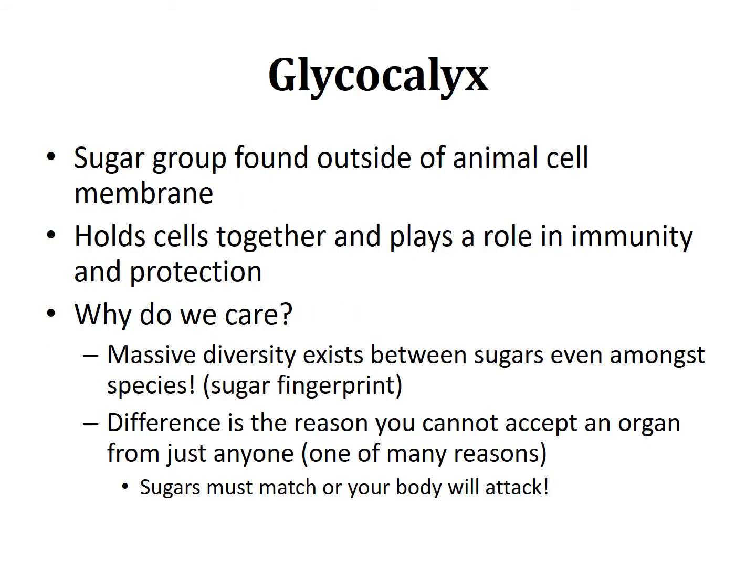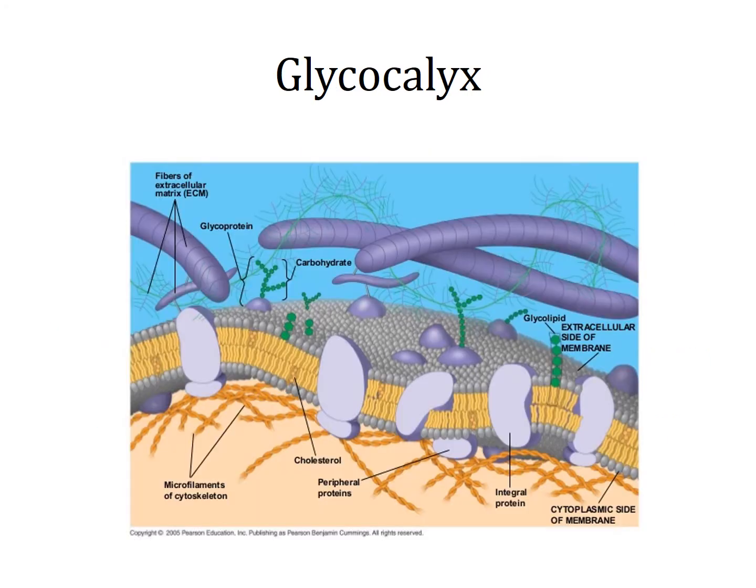Animal cells do have a glycocalyx, and that's this sugary, complex carbohydrate thing surrounding the cells, and that is individual. It's a fingerprint for each of us. We all have our own individual glycocalyx, and that is one of the reasons why we cannot accept an organ from just anyone, because our sugars need to match or our body will not be friendly to it.